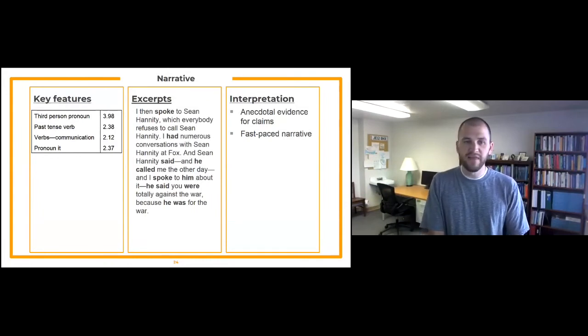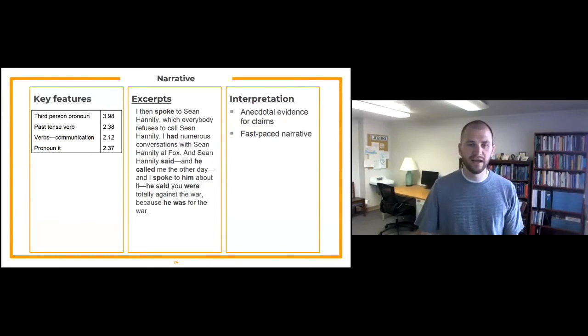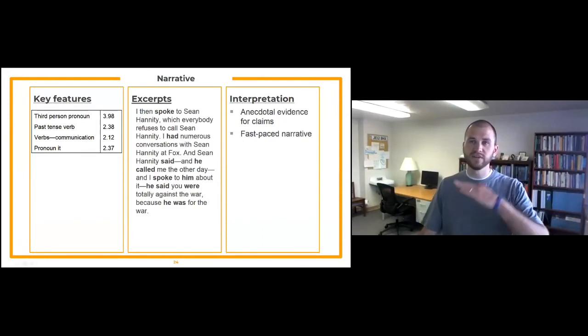He says, I then spoke to Sean Hannity, which everybody refuses to call Sean Hannity. I had numerous conversations with Sean Hannity at Fox, and Sean Hannity said, and he called me the other day, and I spoke to him about it. He said you were totally against the war because he was for the war. So he has these asides where he shares a quick anecdote.